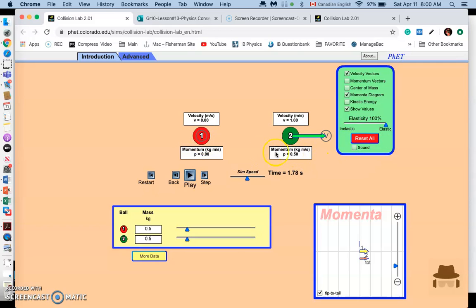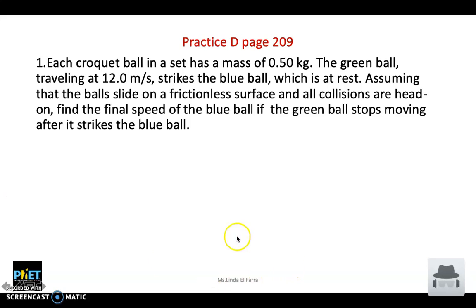Now, momentum before always equals momentum after. This is the conservation of momentum. Momentum before, you remember, was 0.5. Now, momentum after: if I multiply the velocity, which is 1, times the mass, which is 0.5, for the green ball, it will give you 0.5. Add the momentum after, 0.5 plus 0, it will give you 0.5. So momentum is always conserved. Now let's go back to our question.